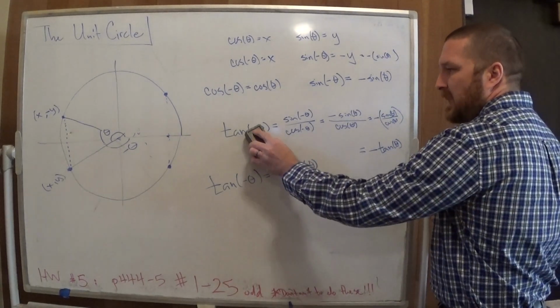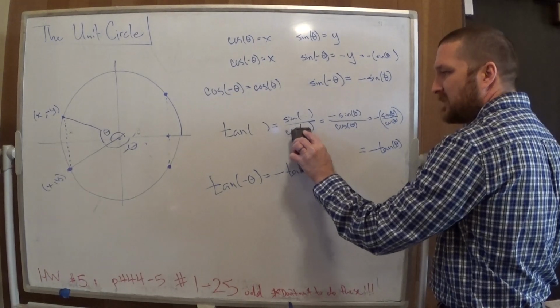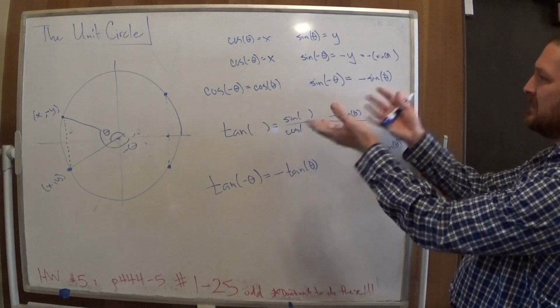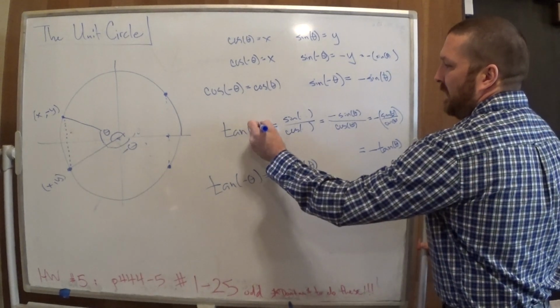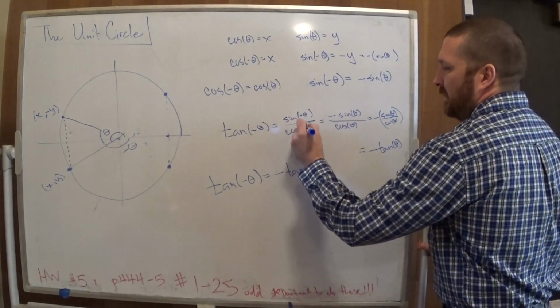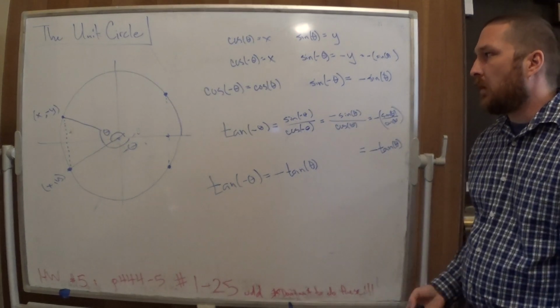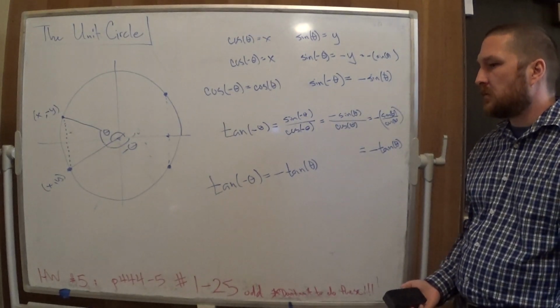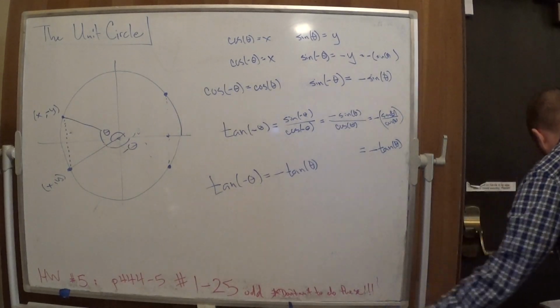Just say, tan of stuff equals this stuff over that stuff. And what we're trying to figure out is whether this is an even or odd thing. I'll plug that in, plug that in, and then just go from there. Okay, any questions on this? So you'll have to do some identities with that.